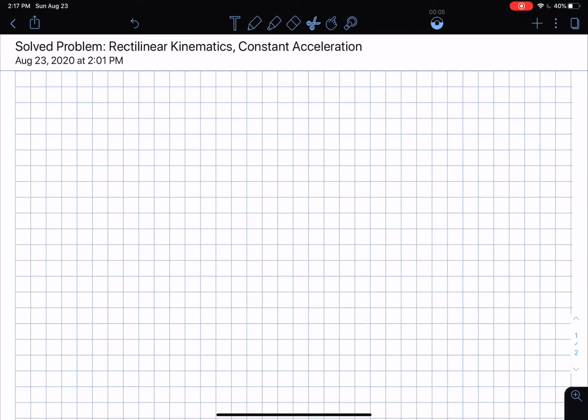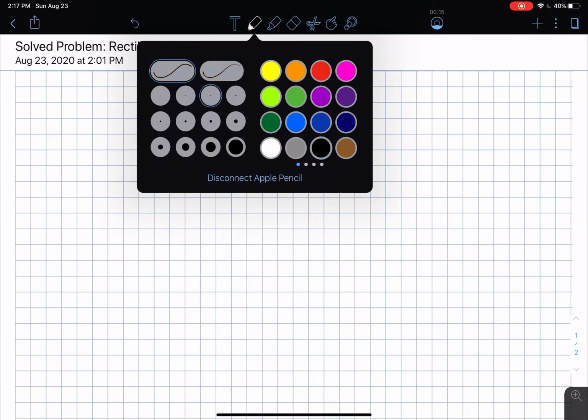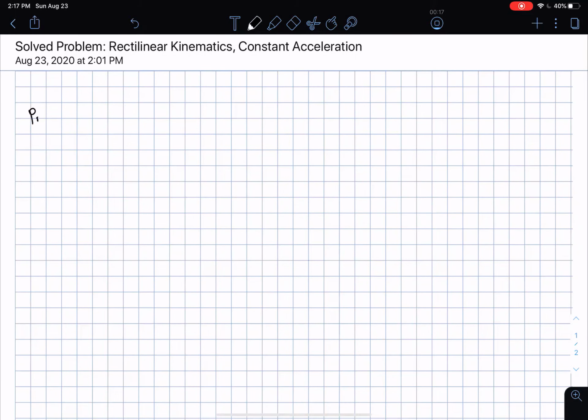We will be solving a problem on rectilinear particle kinematics, and this will be a situation with a constant acceleration for the particle. Okay, so here is the problem that we are going to be solving.